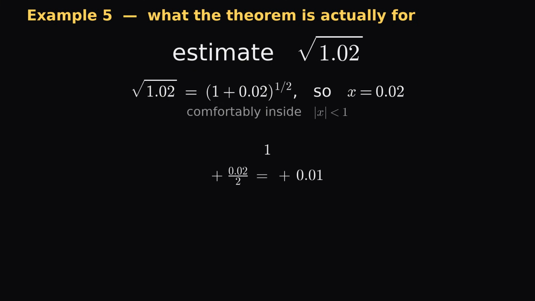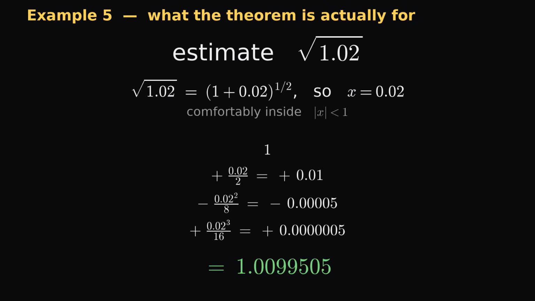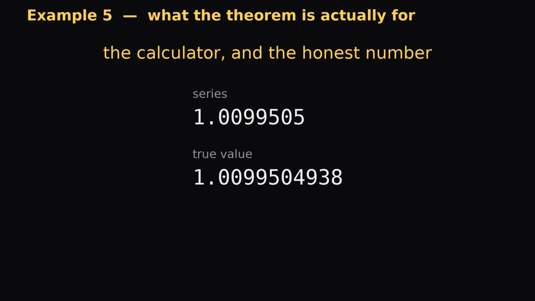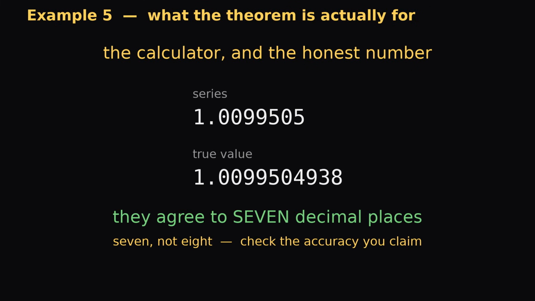1 plus 0.02 over 2, which is 0.01, minus 0.02 squared over 8, which is 0.00005, plus 0.02 cubed over 16, which is 5/10 millionths. Add them up, and you get 1.0099505. Now the calculator. The true value is 1.0099504938. They agree to 7 decimal places.